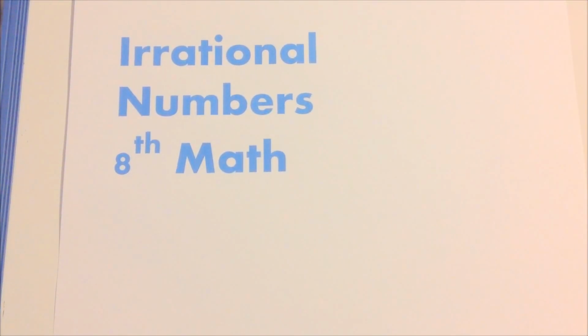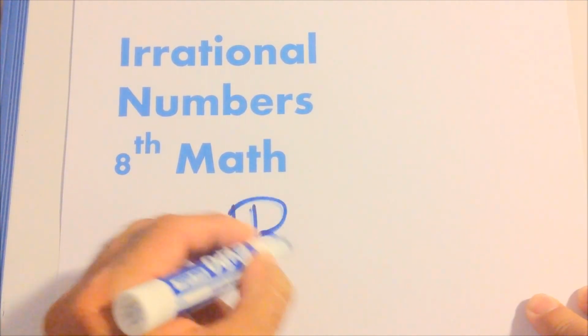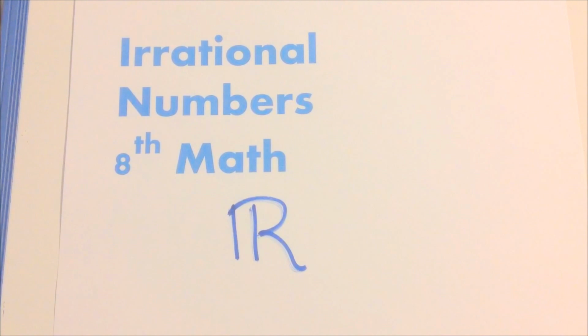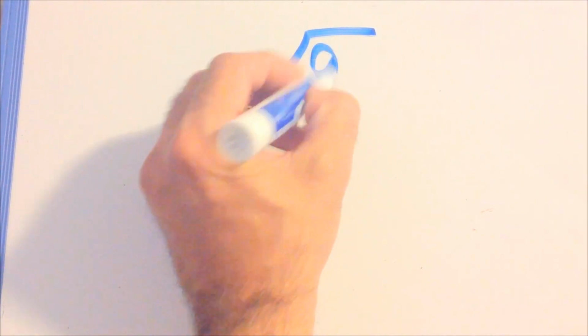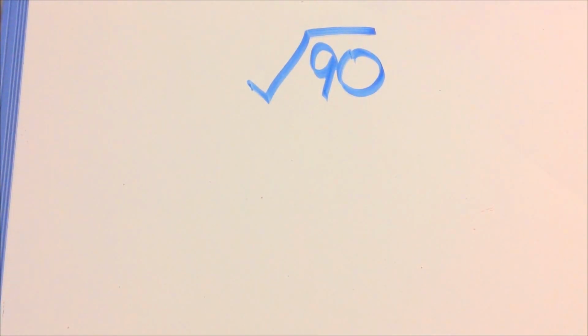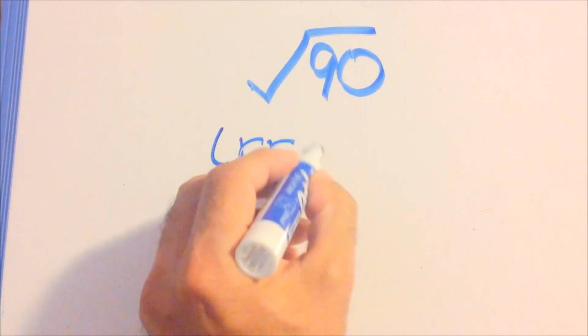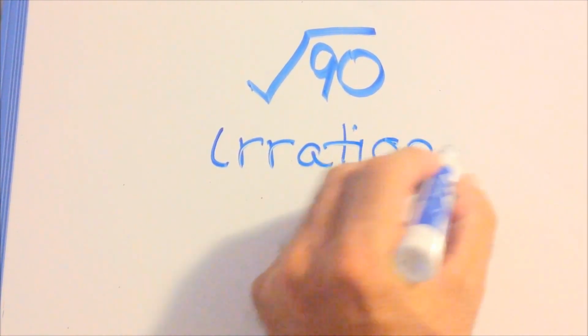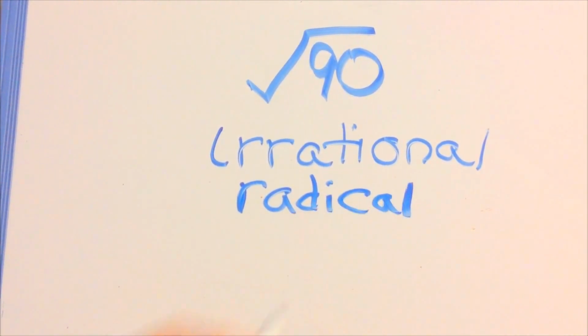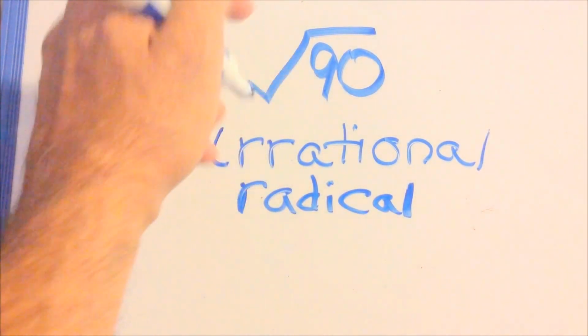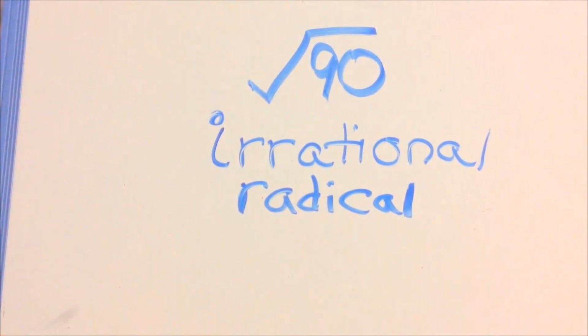Irrational numbers. Remember that irrational numbers are real numbers. Even though they're irrational, they are real numbers. So let's just review. If we had a square root or a radical, remember, the square root of 90 is irrational. It's an irrational number. It's a radical, but it's irrational. Okay, so radicals can be either irrational or rational.